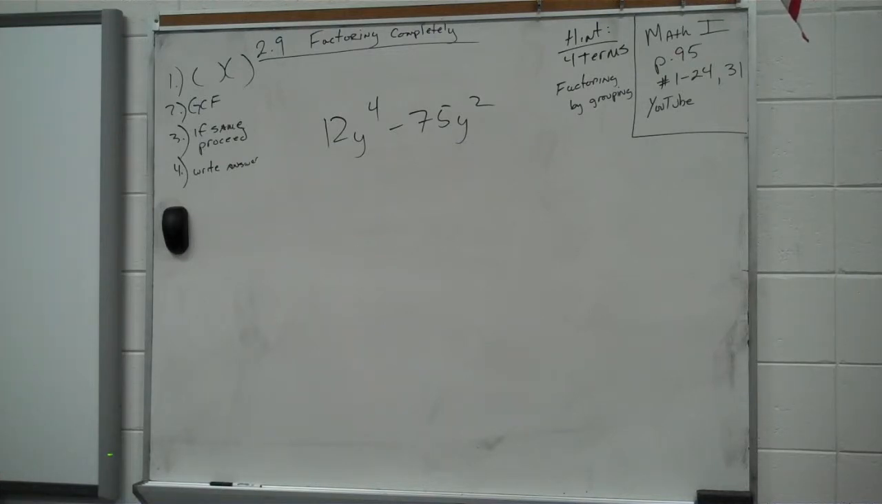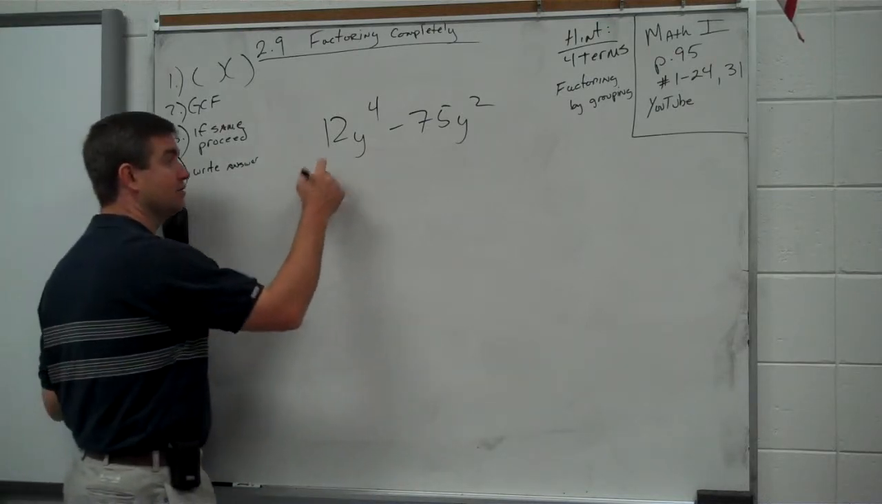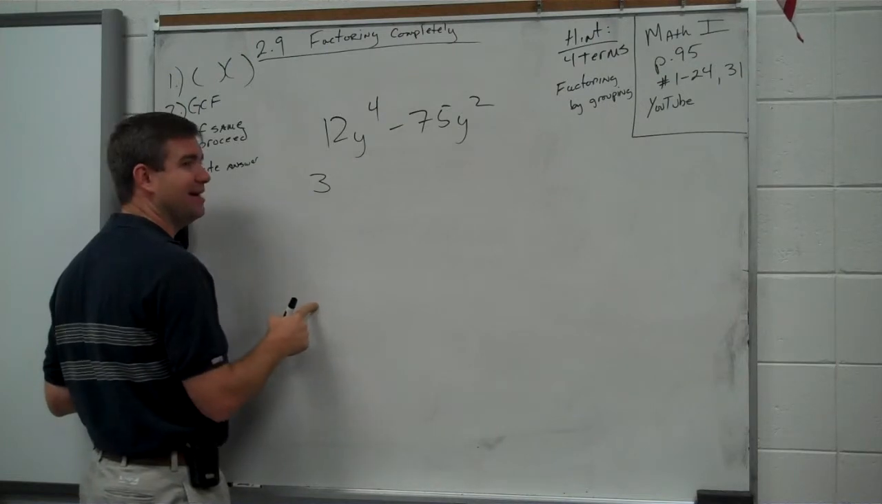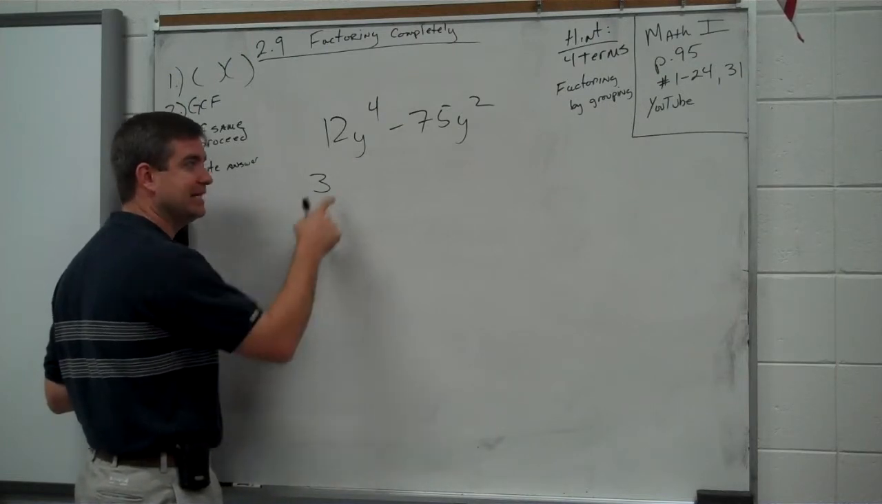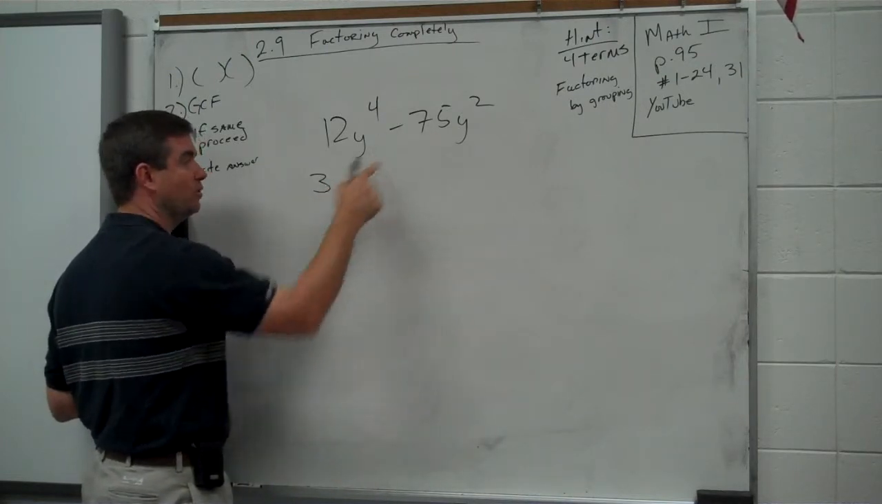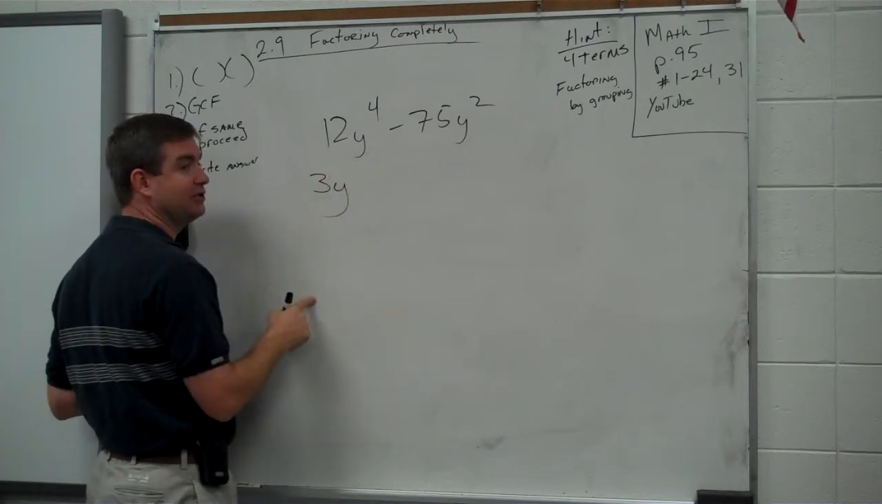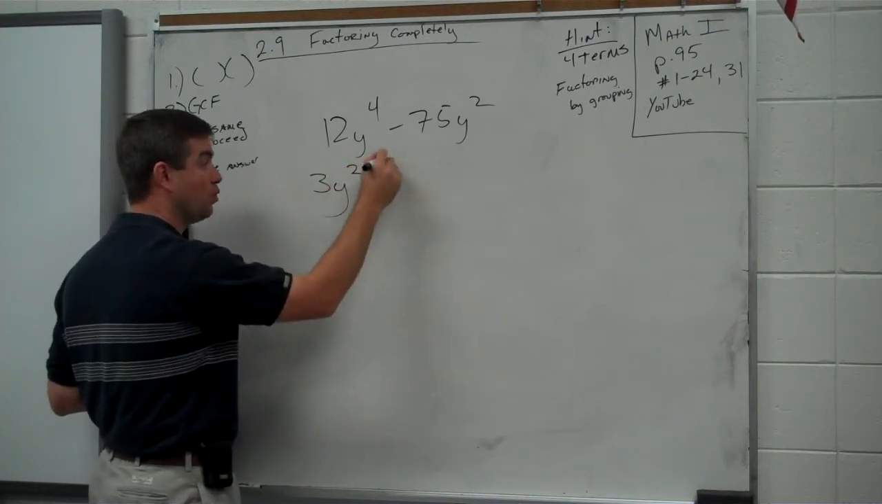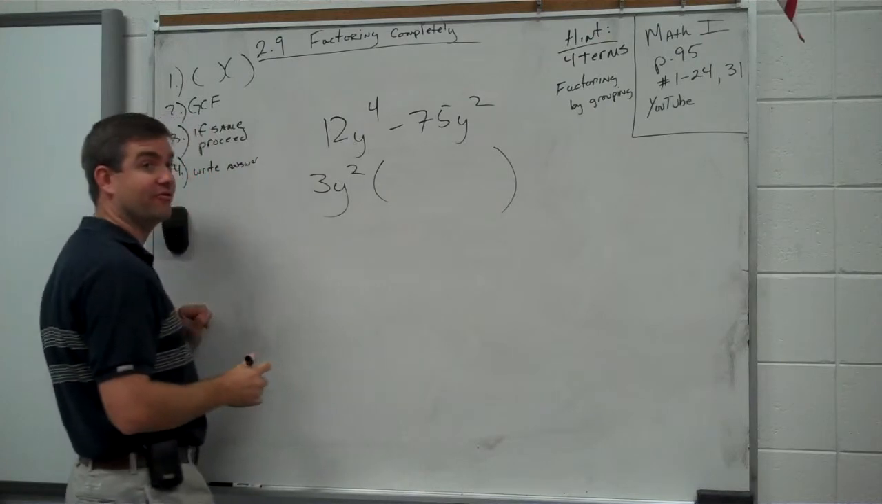But we know if there's only two terms, the only way to break it down further is difference of perfect squares. So that's in the back of our mind. What's the GCF in this case? 3, because 3 will go into 12 and 75. Why not 6? 6 won't go into 75. All right, how many y's do they have in common? 2. Y squared. What's left after you pull out 3y squared?